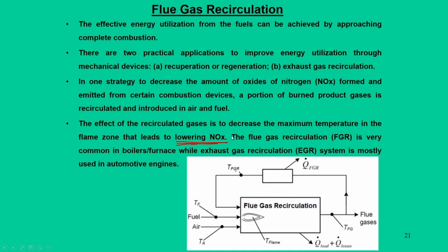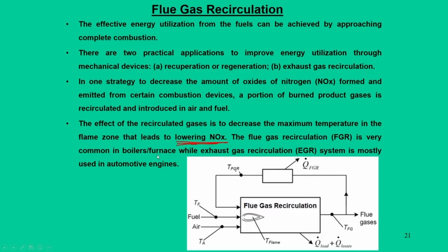So, there are two concepts associated with it. One is flue gas recirculation, which is a very common technique used for boilers or furnaces. Now, in IC engine research, people take some part of the exhaust gas and recirculate it, mixing it with the fresh air. Such a concept we call exhaust gas recirculation, and that is very common in automotive engines.